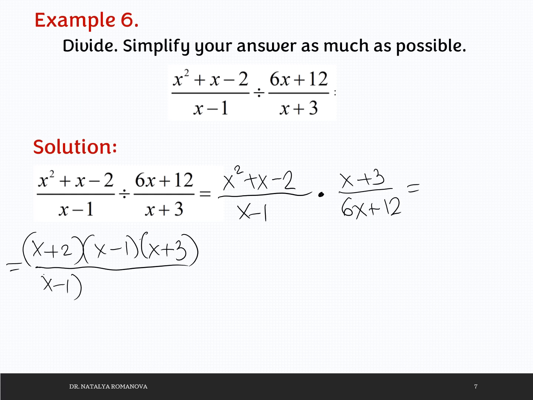(x minus 1) and (6x plus 12). We have the common factor 6 here, so we can write 6 times (x plus 2). Now we can see our numerator has multiplication and our denominator has multiplication. So we have the factor x plus 2 and x plus 2; we can cancel out. We have the factors x minus 1 and x minus 1; we can cancel out the common factor. It would be (x plus 3) over 6. It's a beautiful answer for our given example.